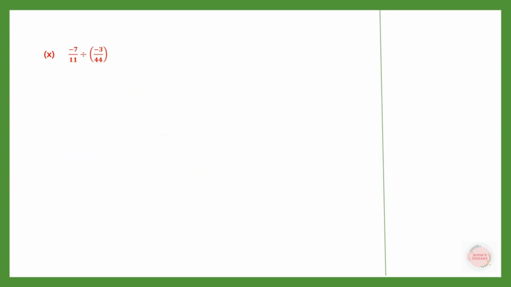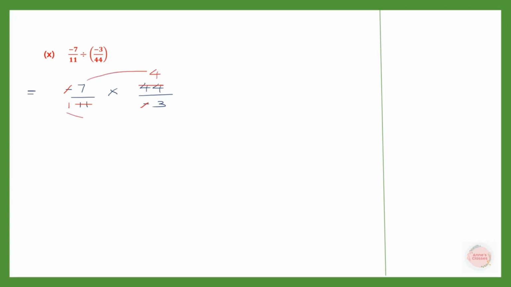Question 10. Let's begin by writing the first rational number as it is. Then change division to multiplication. Minus 3 by 44 will now become 44 by minus 3. Now here we can cancel the minus signs first and then 11 and 44. 11 ones are 11, 11 fours are 44.